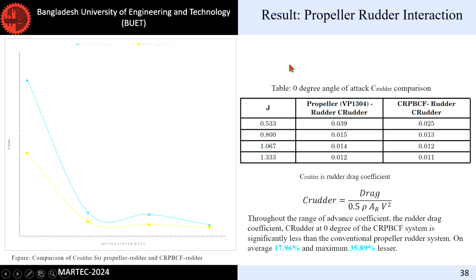We then took the rudder drag into consideration. As we can see, the propeller rudder system, the conventional one, is the blue line here, and the yellow line represents the contrarotating propeller boss cap fin propeller rudder system. Across the range of advance coefficients, the rudder drag coefficient C rudder at 0 degrees of the contrarotating propeller boss cap fin system is significantly less than the conventional propeller rudder system. On average 17.96% and maximum 35.89%.